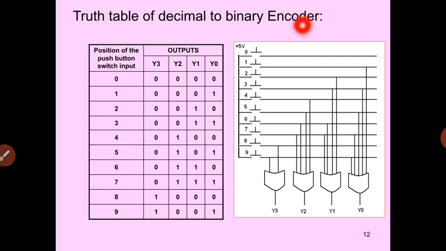If more than one input is becoming one at a time, then the priority encoder will come into the picture, and based on the priority given by the designer, the output will respond. That is nothing but a priority encoder.